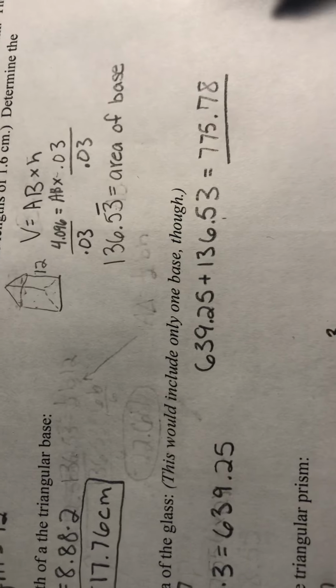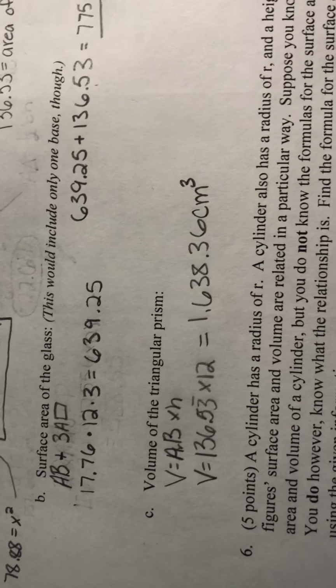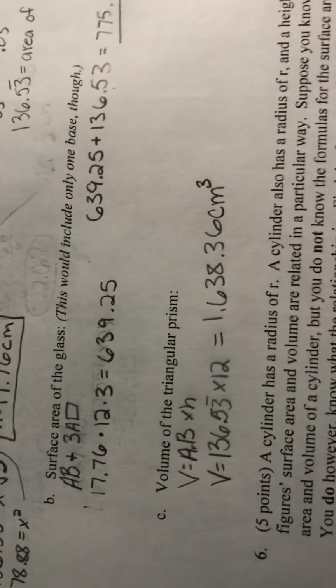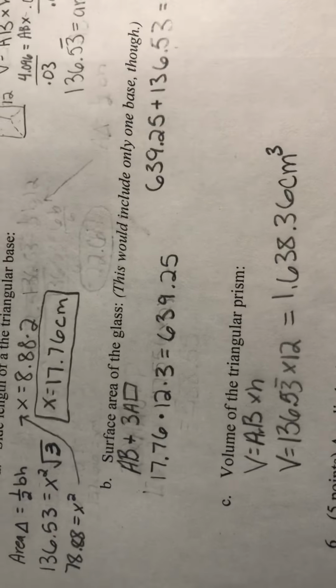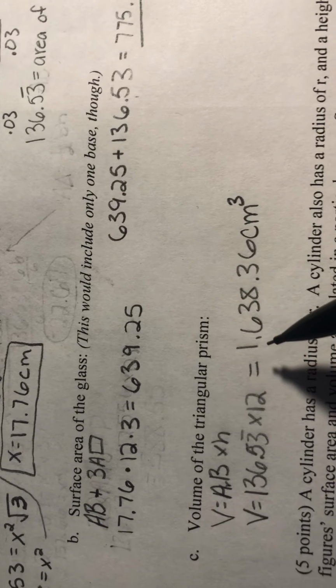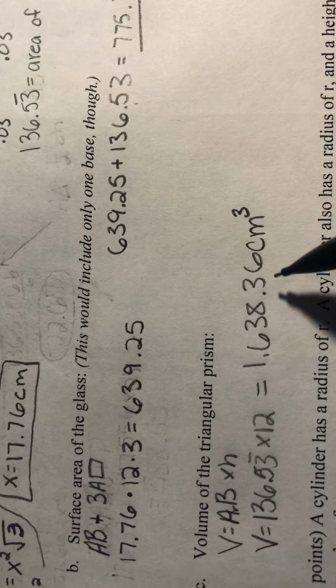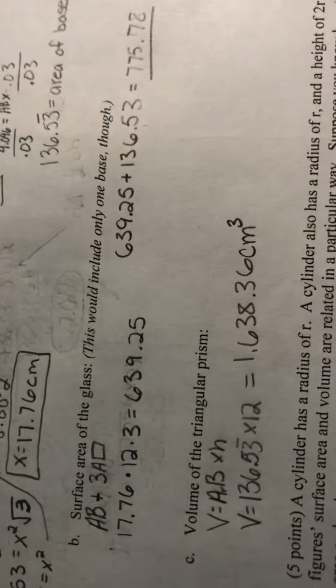78 centimeters squared. And then for the volume of the prism, I used the volume formula and I plugged in the numbers that I had. So the volume of the triangular prism is 1,638 and 36 centimeters squared.